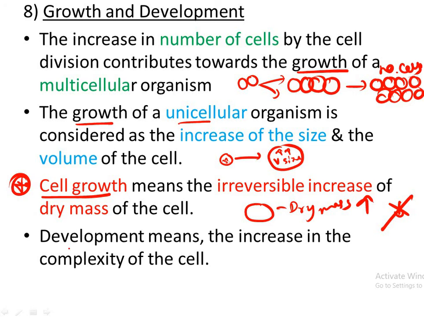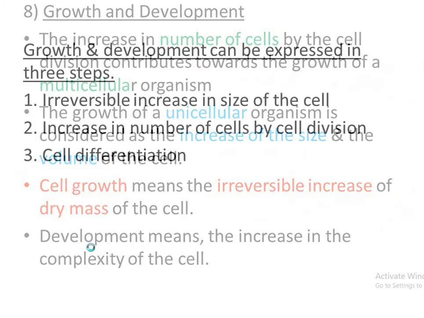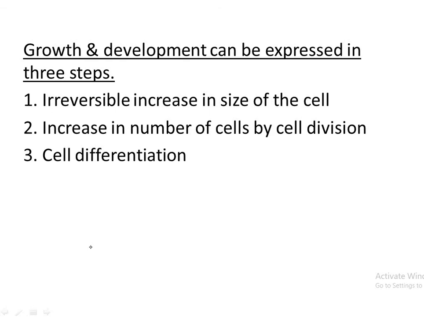Okay, so far we were talking about growth and development. We talked about different types of growth, and now we talked finally about development. So growth and development can be expressed in 3 steps: irreversible increase in the size of a cell, increase in the number of cells by cell division, and cell differentiation. So just remember them. It's not very important to know all those details.